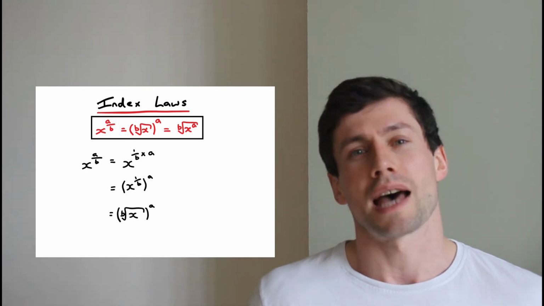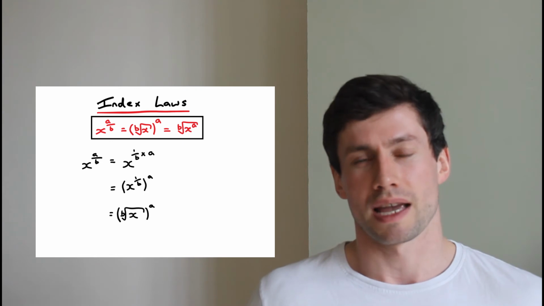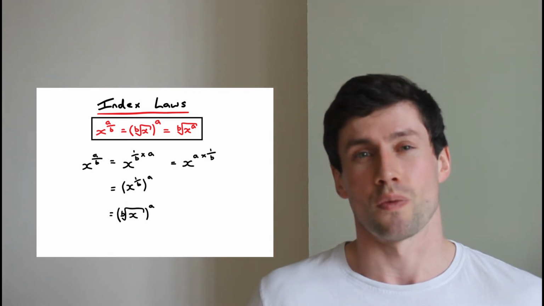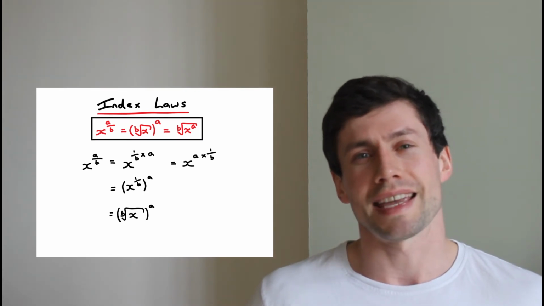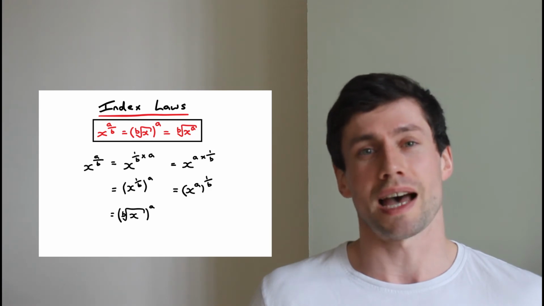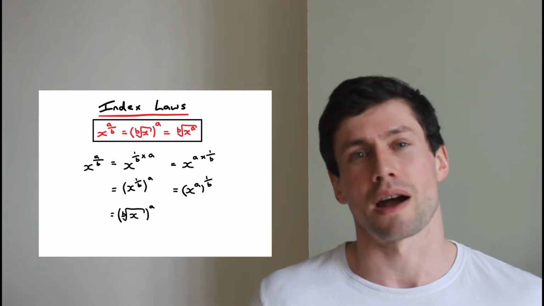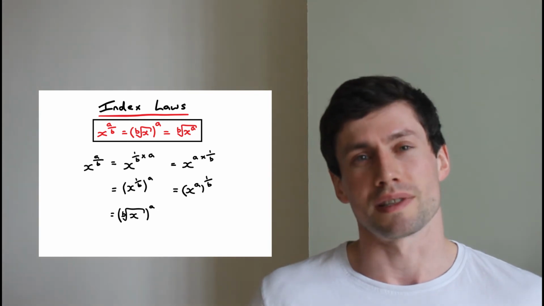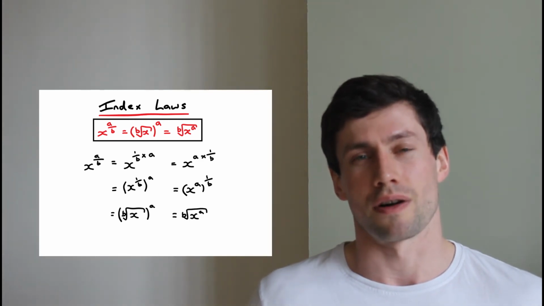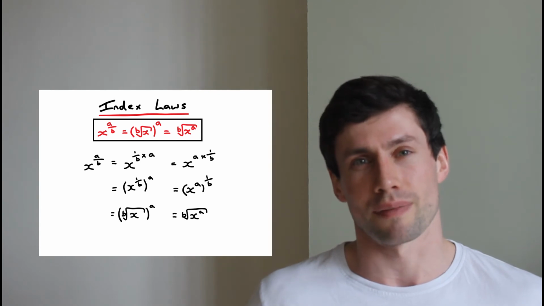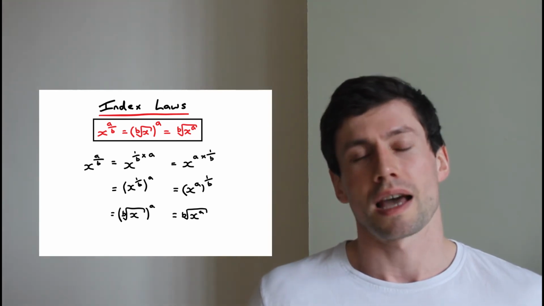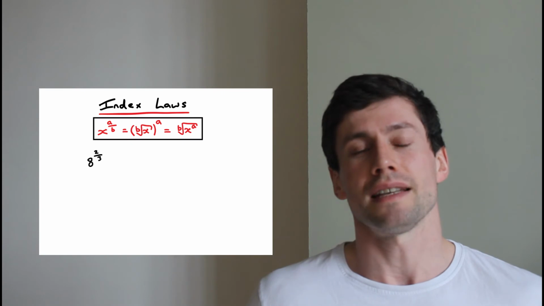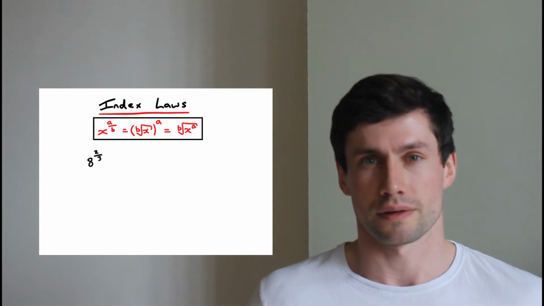However, if we went back to the first step, we could swap the order of a and 1 over b, and express x to the a over b as x to the a times 1 over b. We can then put a inside the bracket and 1 over b outside the bracket to get x to the power of a, to the power of 1 over b. This then becomes the bth root of x to the power of a, and we have the second part of this proof.